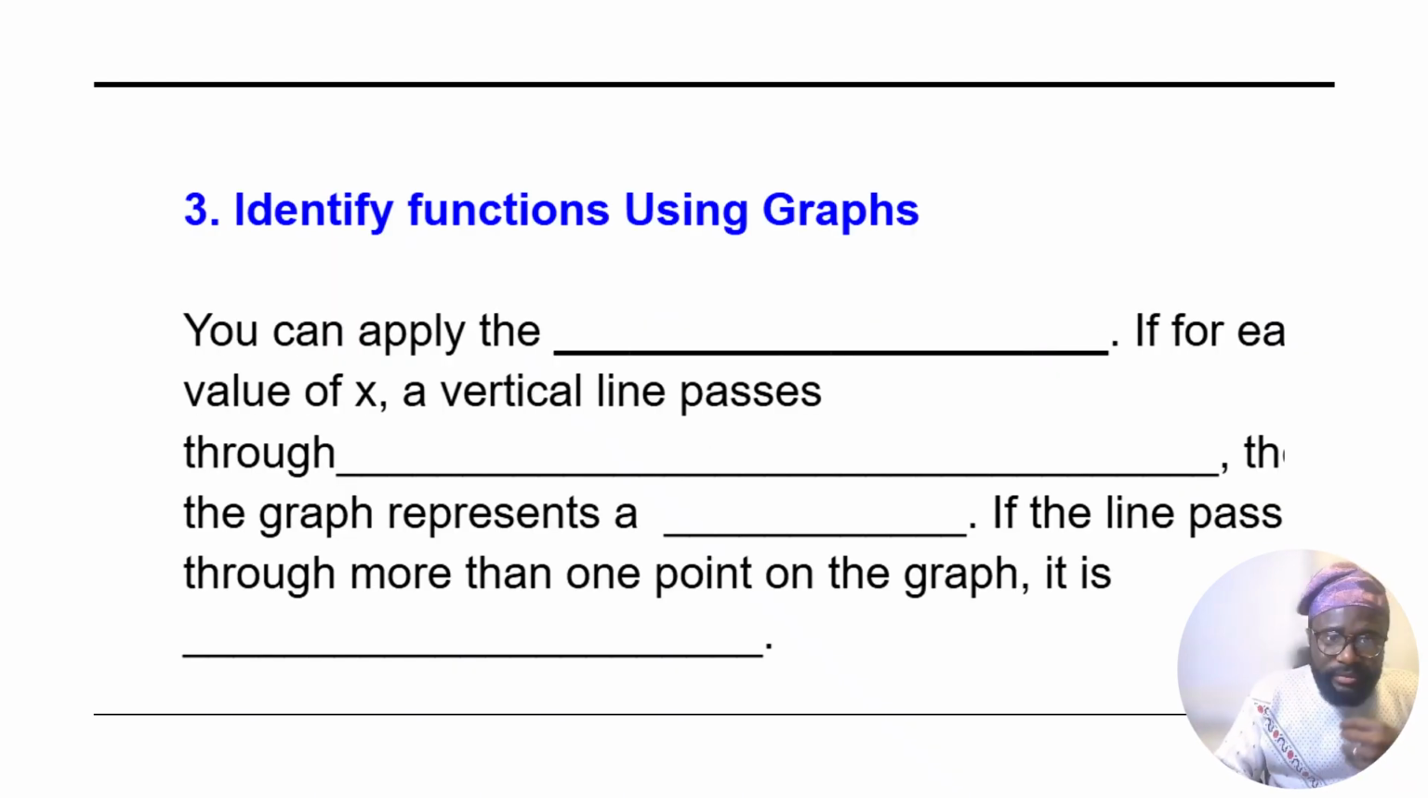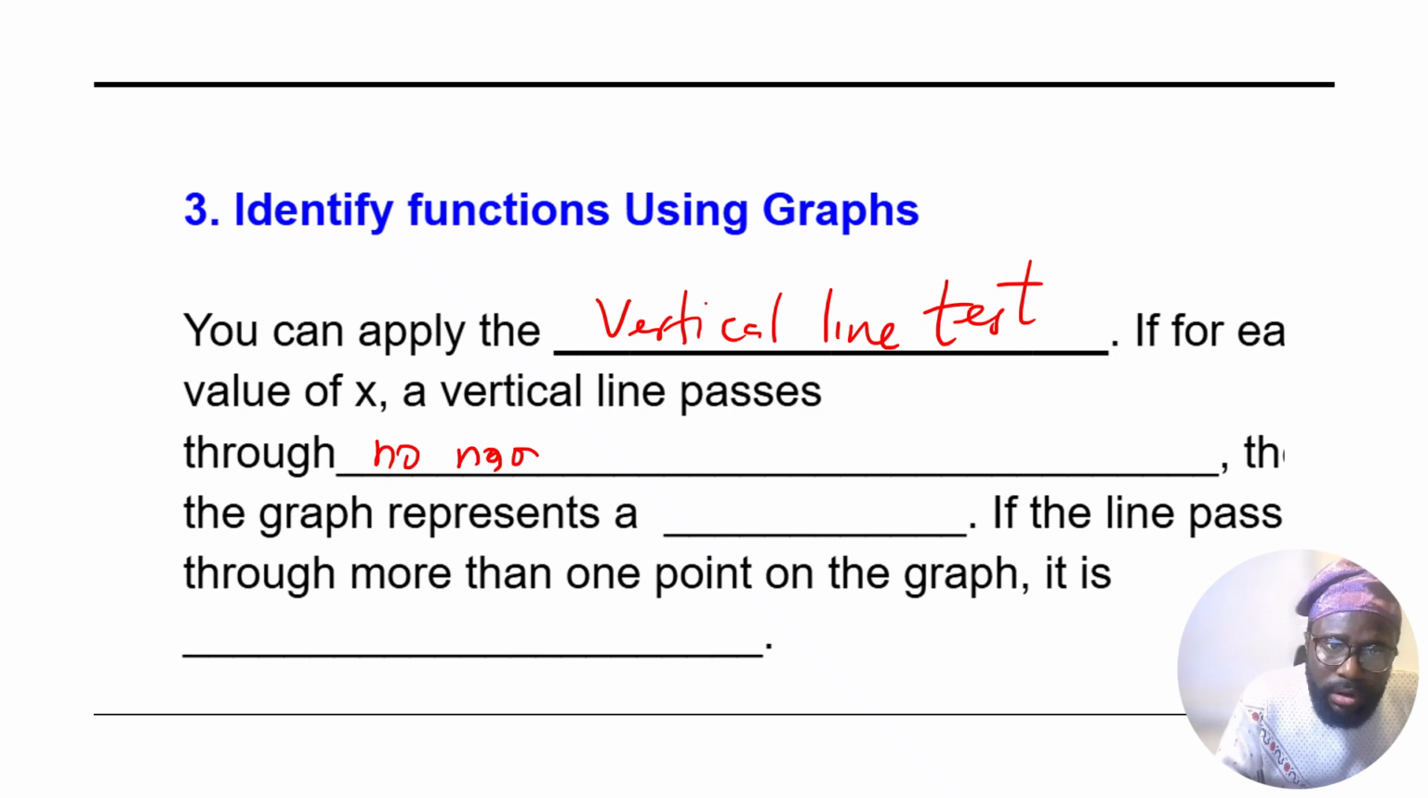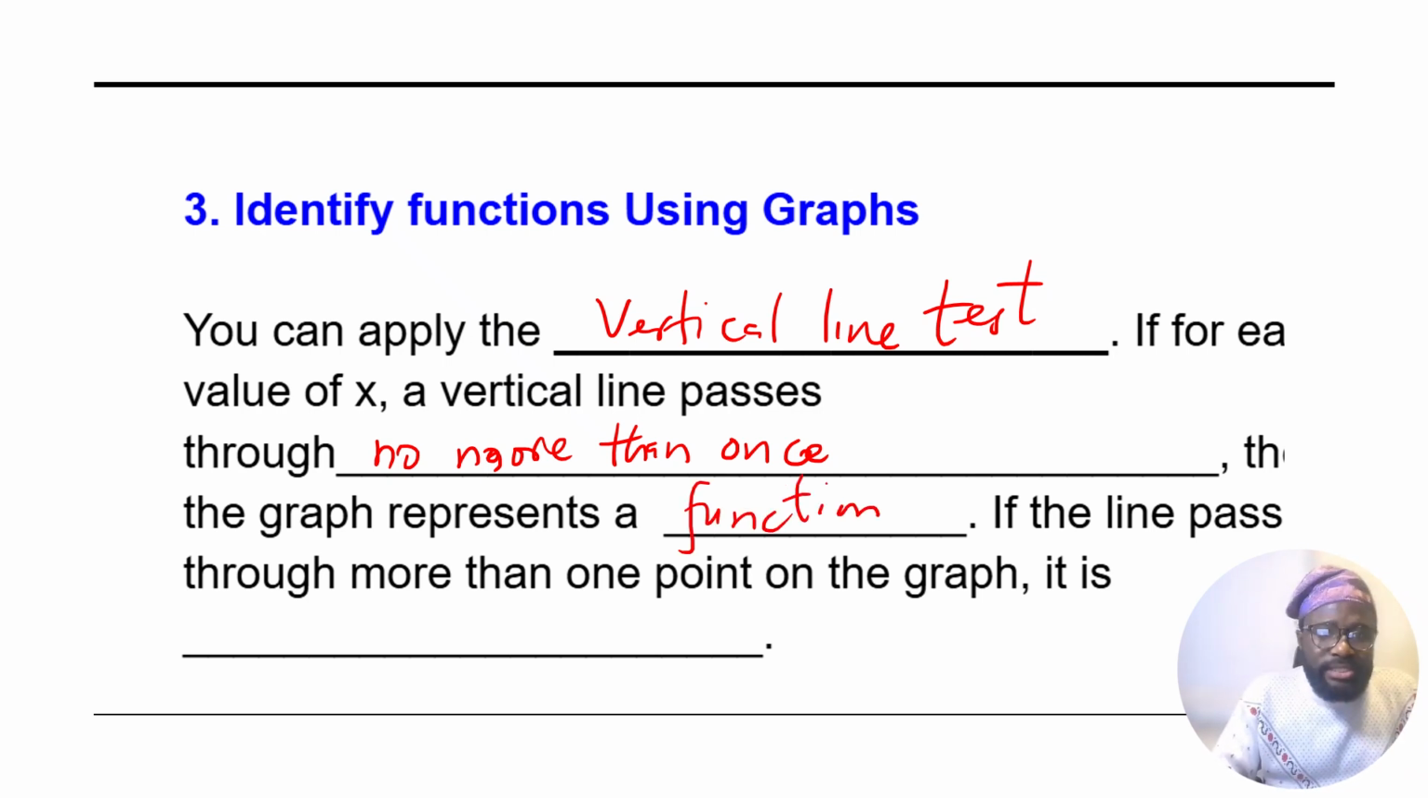Now, this is using a graph. How can we identify a function using a graph? You can apply the vertical line test. This is what we use when it comes to graphs. If for each value of x, a vertical line passes through no more than once, then the graph is a function. I'm going to show you a couple of examples real quick. But if the line passes through more than one point on the graph, then it is not a function.